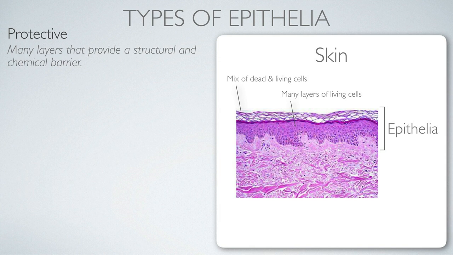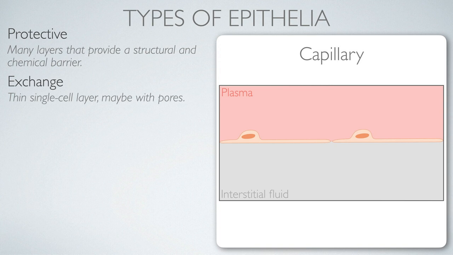Of course, we need nutrients from the world. We need gases to dissolve. We need oxygen in particular to dissolve into the blood. And so we don't always want our epithelia to provide an impenetrable barrier. We want some exchange with the environment. And so we have exchange epithelial cells.